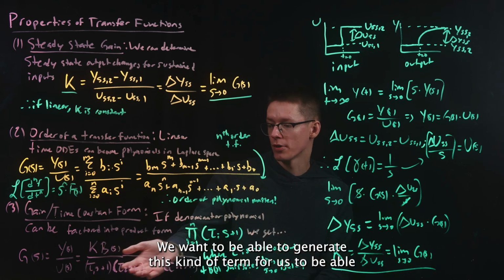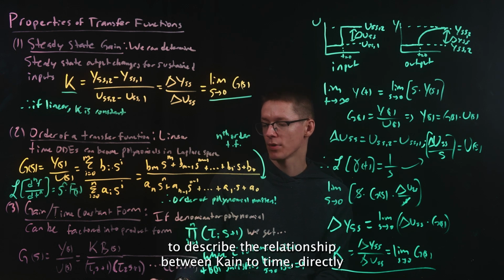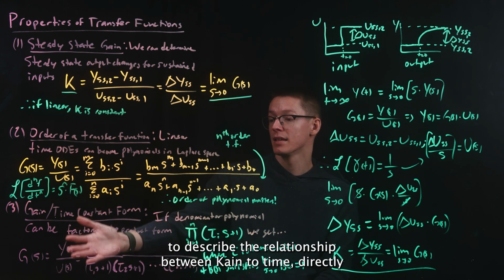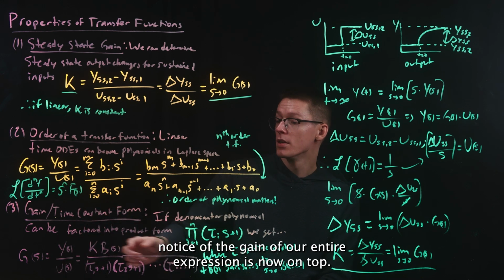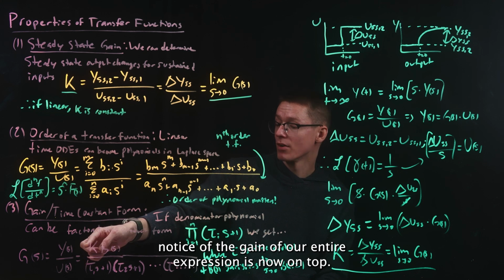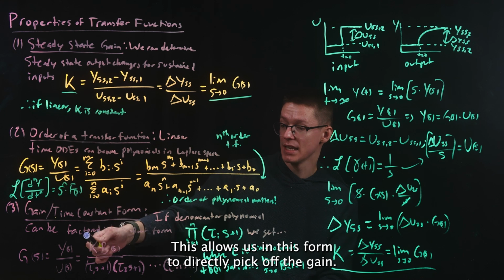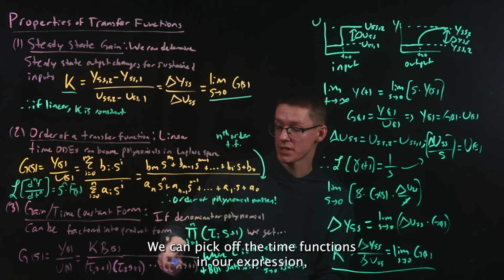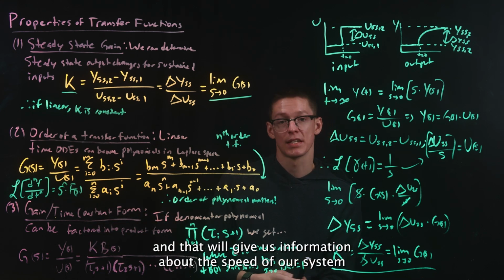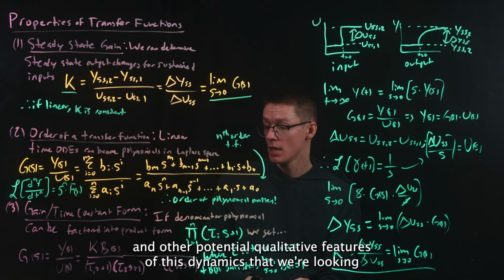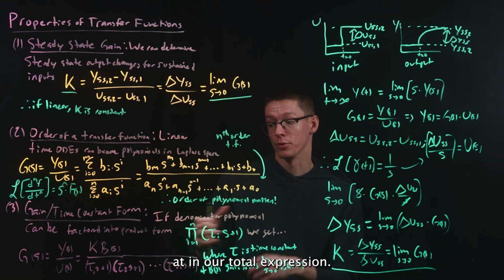We want to be able to generate this kind of term for us to be able to describe the relationship between gain to time directly. Notice that the gain of our entire expression is now on top. This allows us, in this form, to directly pick off the gain. We can pick off the time functions in our expression, and that will give us information about the speed of our system and other potential qualitative features of the dynamics that we're looking at in our total expression.